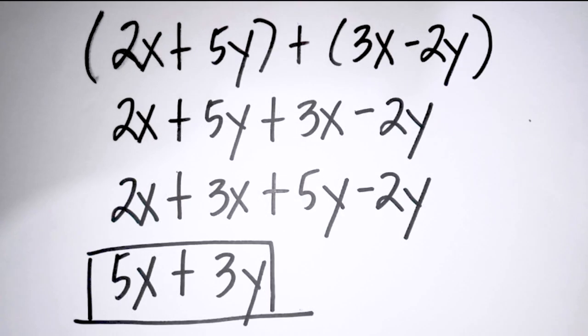These two terms are unlike because they have different variables, so we cannot combine them anymore. This means that 5x plus 3y is the final answer.